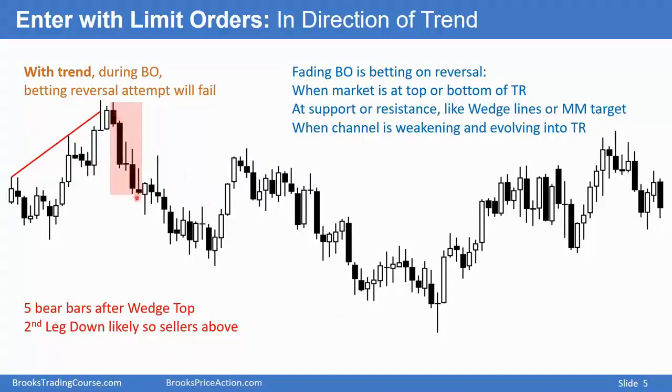We have 5 bear bars after a wedge top. A second leg down is likely. Wedge top, 1, 2, 3. 5 bars down. 2 of them are dojis, but 3 are pretty good bear bars closing on their lows. The market will likely have a second leg down.